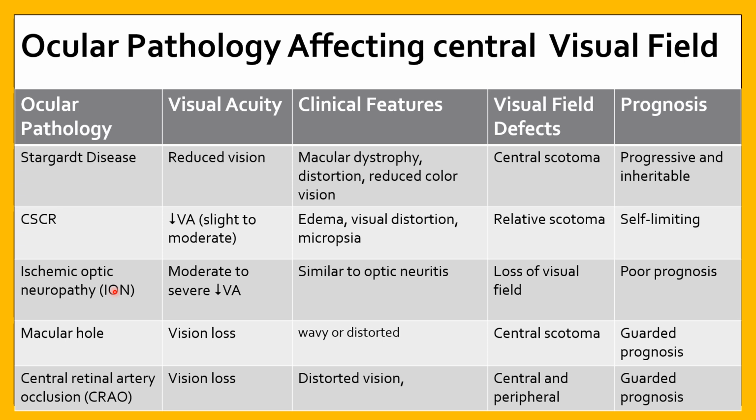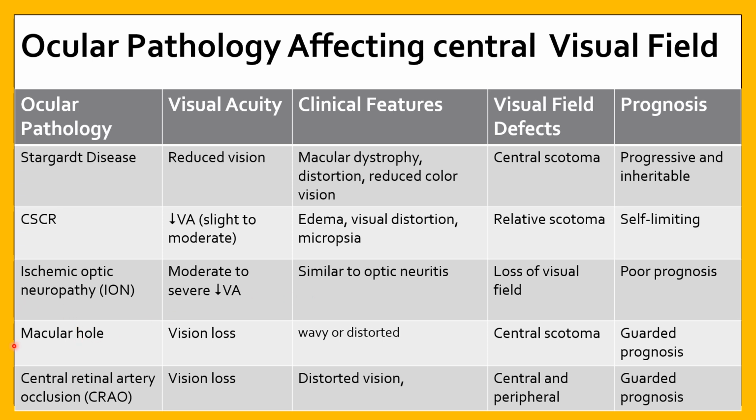And ischemic optic neuropathy, ION, has moderate to severe visual acuity loss, and it is similar to optic neuritis, with loss of visual field and a poor prognosis.